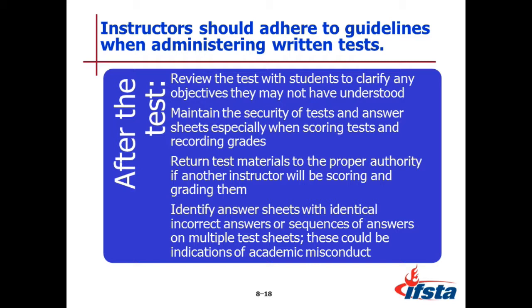Identify answer sheets with identical incorrect answers or sequences of answers on multiple test sheets. These could be indications of academic misconduct. Most courses have a specific clause in their planning template that says if you are caught engaging in academic misconduct, that is grounds for immediate dismissal from the course.